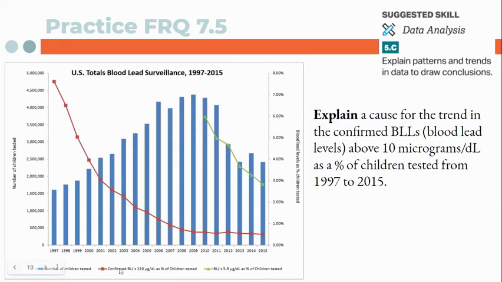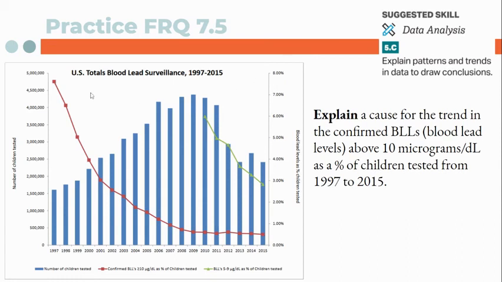Okay, confirmed blood lead levels of 10 micrograms per dL as a percentage of children tested. So we're not using this side of the axis. Blood levels as a percentage of children tested. Anything that is here, right? We have this dot right here in 1997. We have more than 10 micrograms per dL in almost 8% of children that are tested.